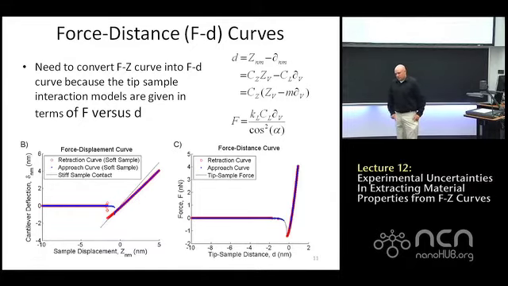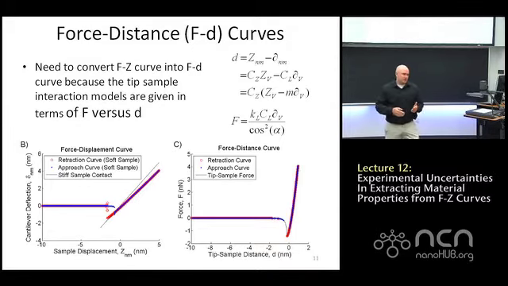So if our ultimate interest is extracting, say, elasticity, there are two approaches we can take. One, we could transform our model from F versus D to F versus Z, which is probably complicated to do. Or we can transform our F-Z curve from F versus Z to F versus D, which is actually rather not complicated to do.